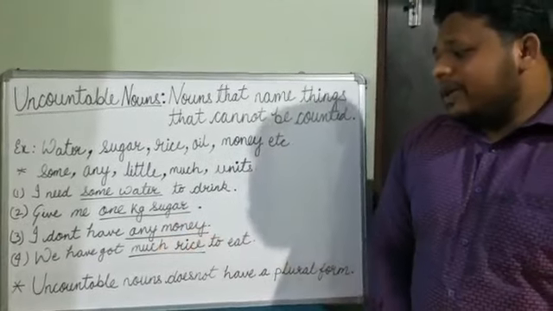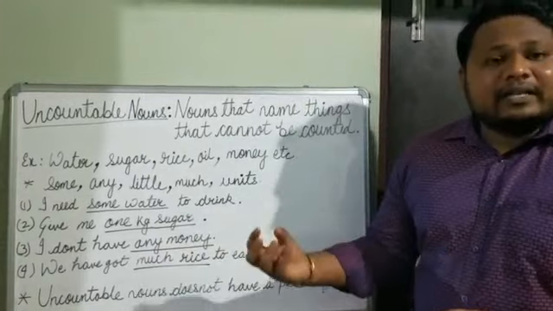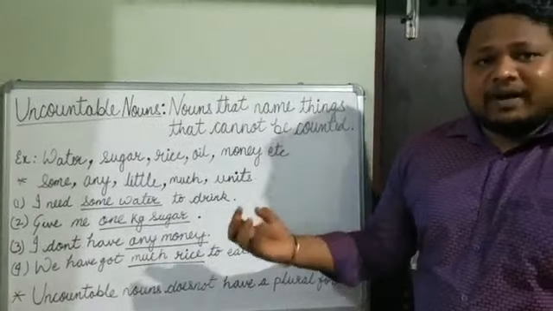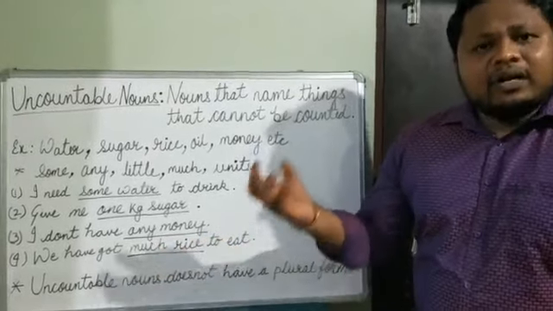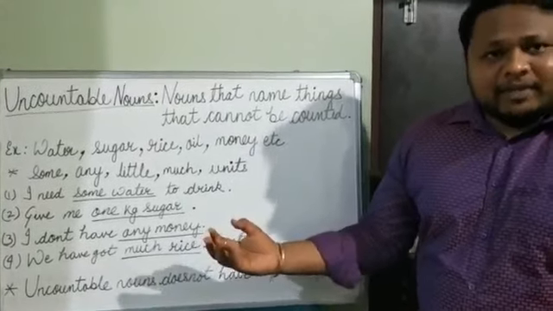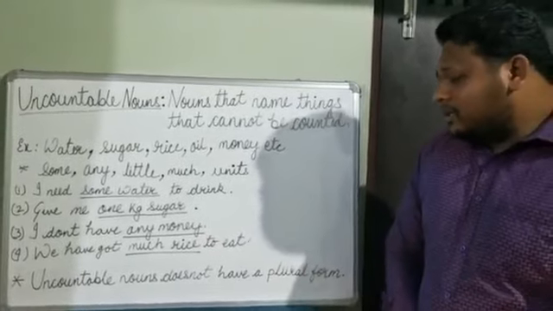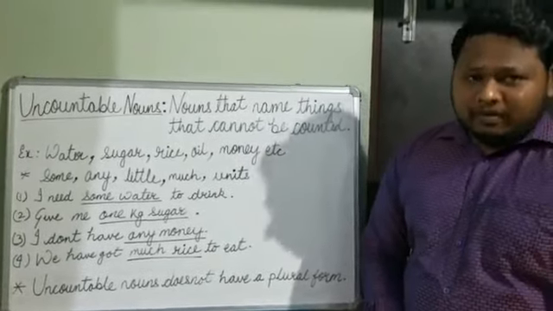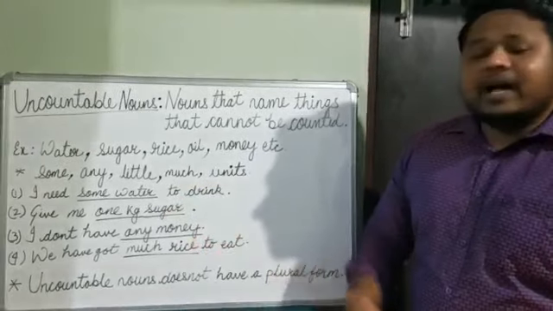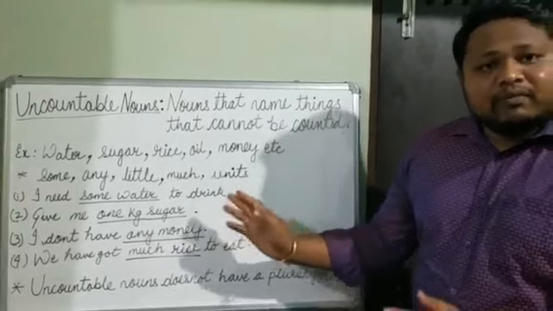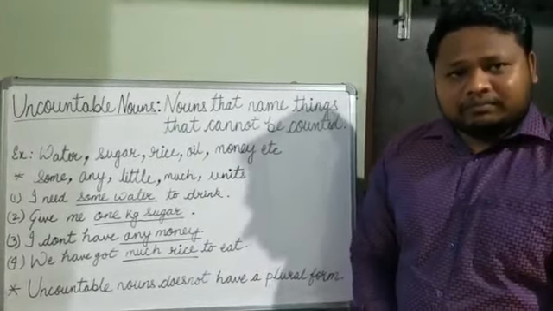Example 4. We have got much rice to eat. We cannot count rice in form of number, but we can define rice for quantity in form of much or some or little. And one more thing, uncountable nouns do not have a plural form. We see here that water, sugar, money, rice, we haven't used any plural form of it. Uncountable nouns do not have any plural form.